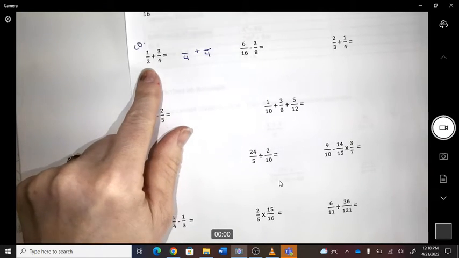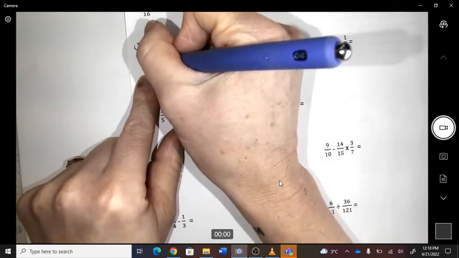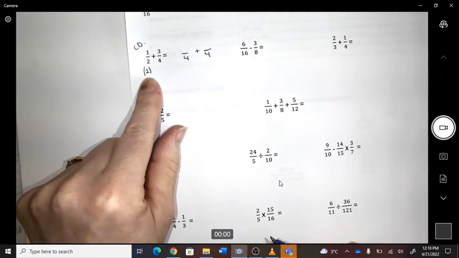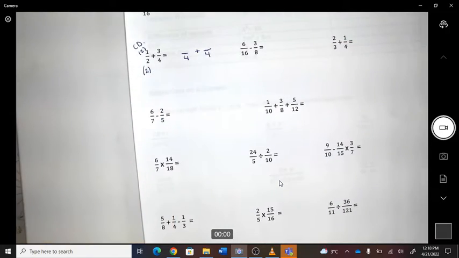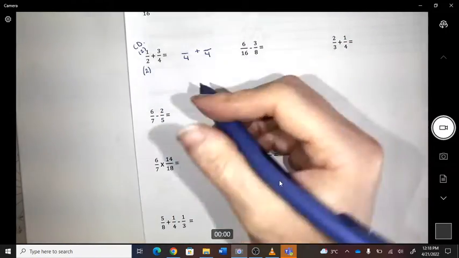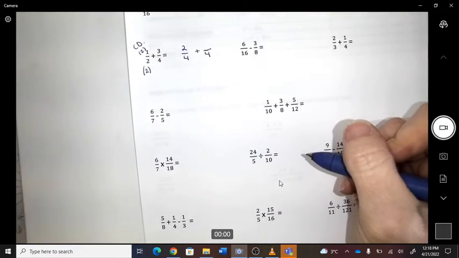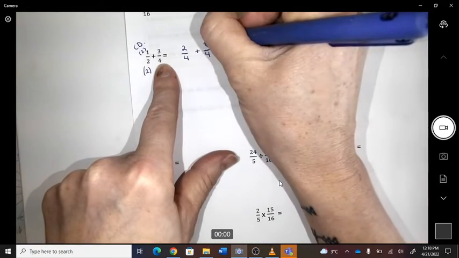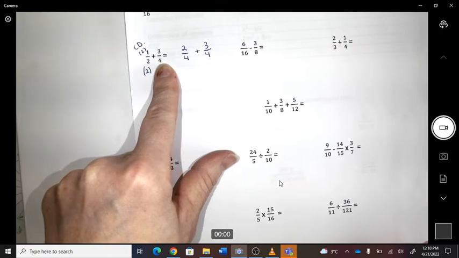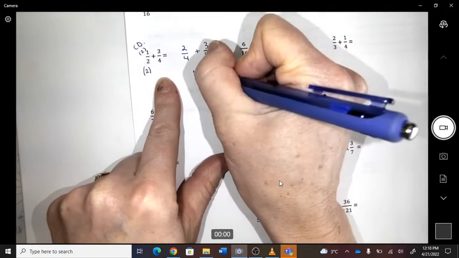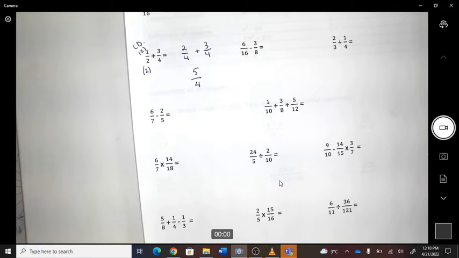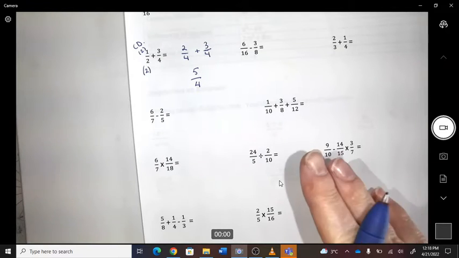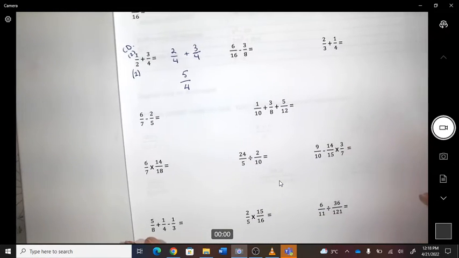Okay, so how would I turn this into a 4? I'm going to have to times it by 2, which means the top is going to get the same. So 2 over 4. This, nothing. It's just the same. So 5/4 is the answer. Okay, is it kind of coming back, some of that stuff? Okay, I'm going to skip the next one because it's the same.